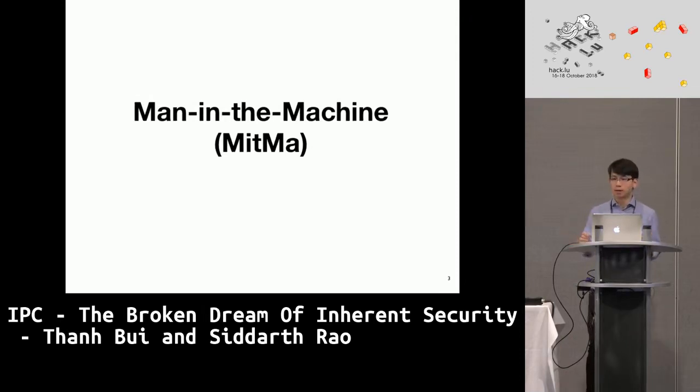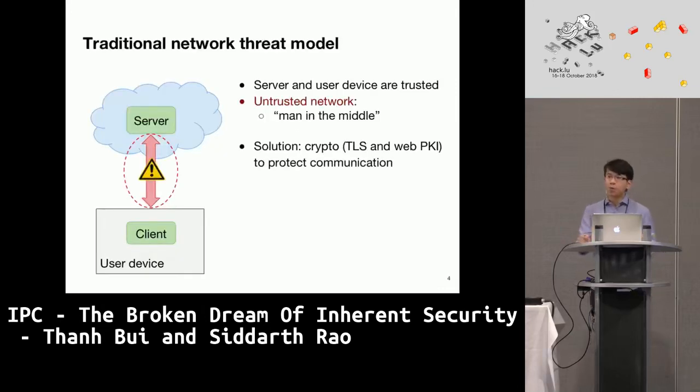First, let us understand the man-in-the-machine threat model. So we see software with client-server architecture everywhere. Let's take the browser and the web server, for example. In the traditional network threat model, the user device and the server are typically trusted, but the network is hostile. The attacker can do various types of attacks, such as man-in-the-middle, to steal the data exchanged over the internet. And since we are aware of such attacks, we use crypto solutions such as PKI, such as TLS and the Web PKI to protect the communication.